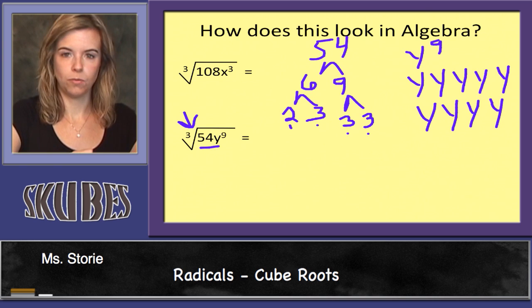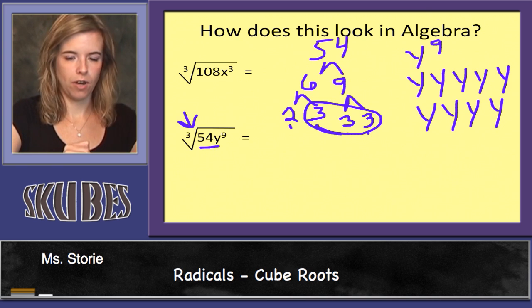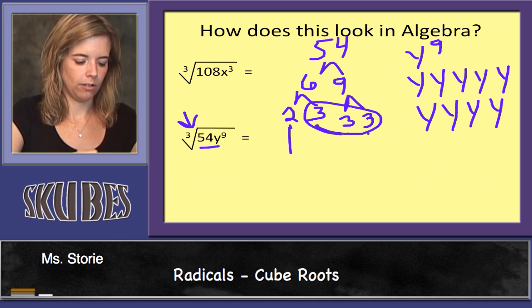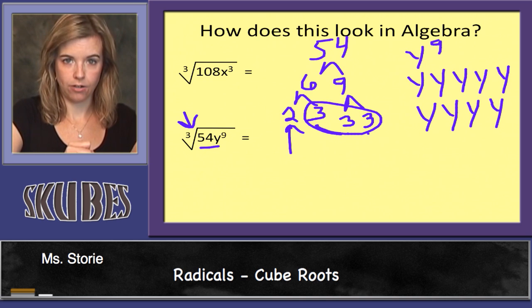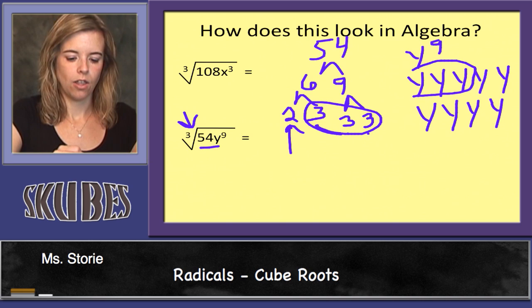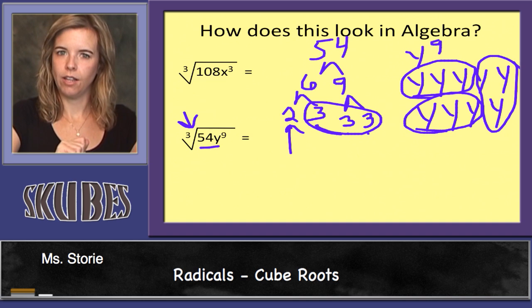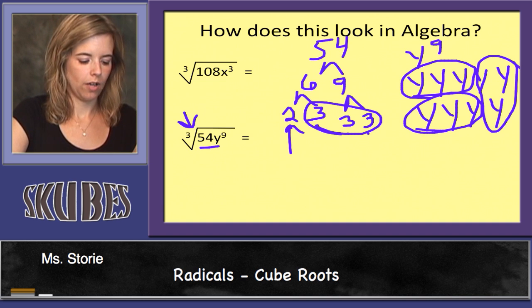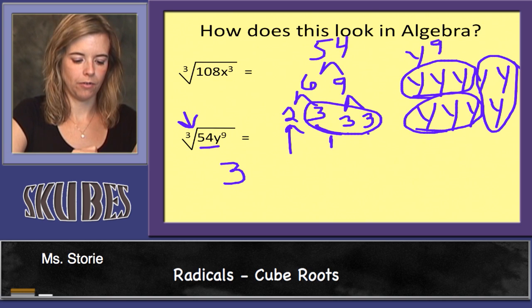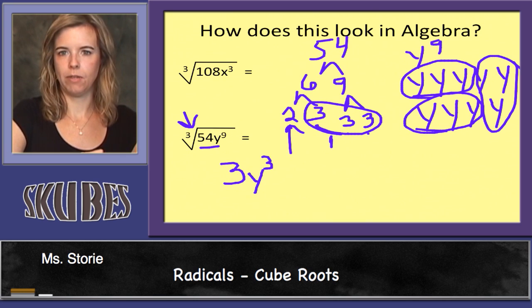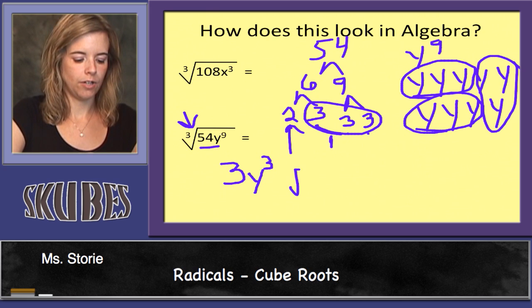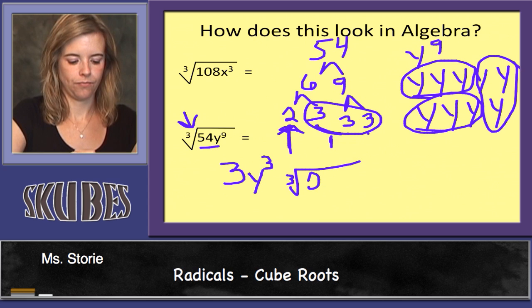Now, the index says look for groups of 3. I have a group of 3 3s, so they're going to come out, and the only 2 left over stays back under the radical sign. I have 3, 3, and another group, they all grouped up, so I don't have any leftover y's. So out comes the 3 from this grouping right here. Out comes y, and it's in 3 groups, so that becomes my new exponent. Underneath the radical sign with an index of 3 is just my lonely leftover 2.